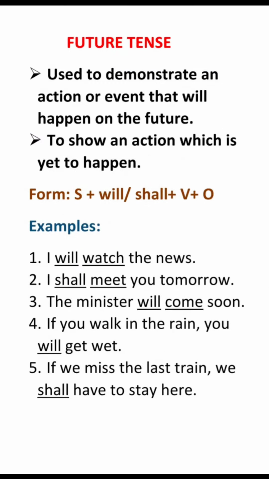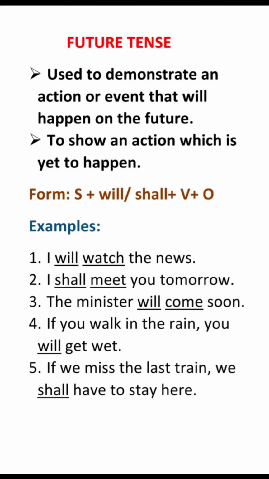Next we see future tense. Used to demonstrate an action or event that will happen in the future. To show an action which is yet to happen. Form: subject plus will or shall plus verb plus object.